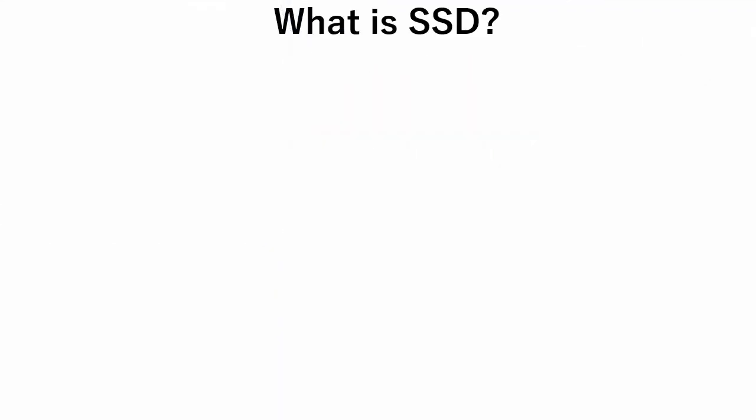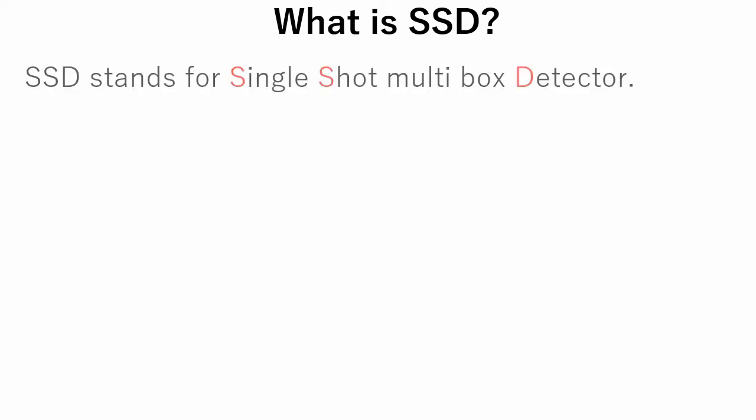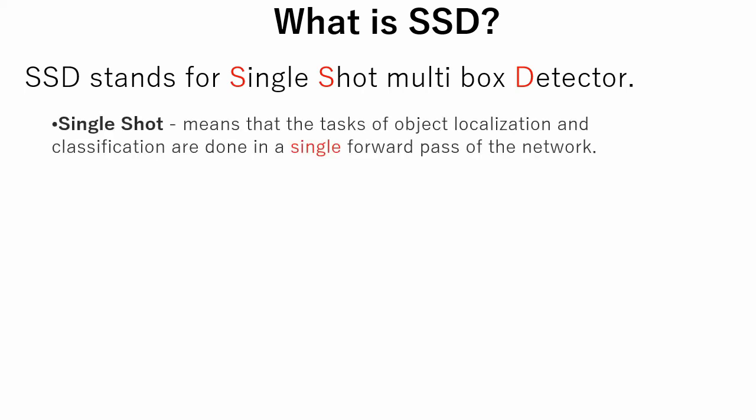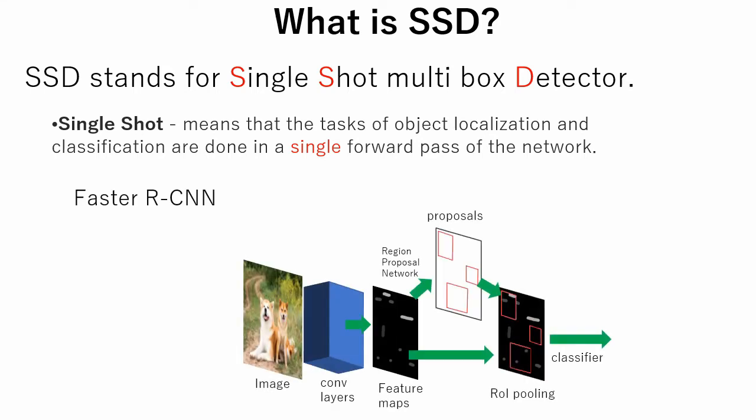Let's begin our tutorial with a little overview of SSD. What is SSD? SSD stands for single-shot multi-box detector. Single-shot means that the tasks of object localization and classification are done in a single forward pass of the network. To understand the advantages of a single forward pass, let's look at a Fast R-CNN model first.